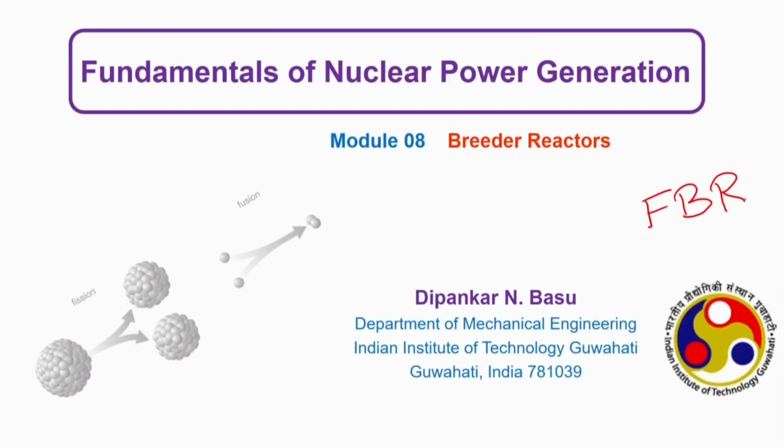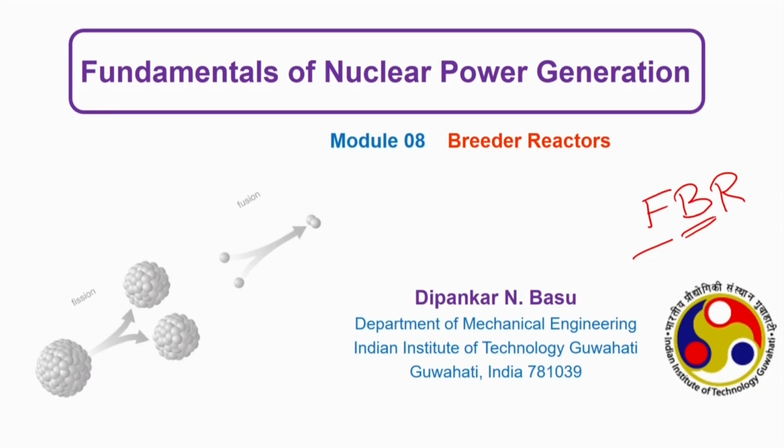Now, there are two terms. One is this F, that is fast, which you already know. Fast refers that the working principle of this reactor is based upon the fast neutrons. So, there will be no moderator, and it is only the fast neutrons that we are going to utilize. But what about this second term, this B, the breeder? That is something that we have to discuss now.